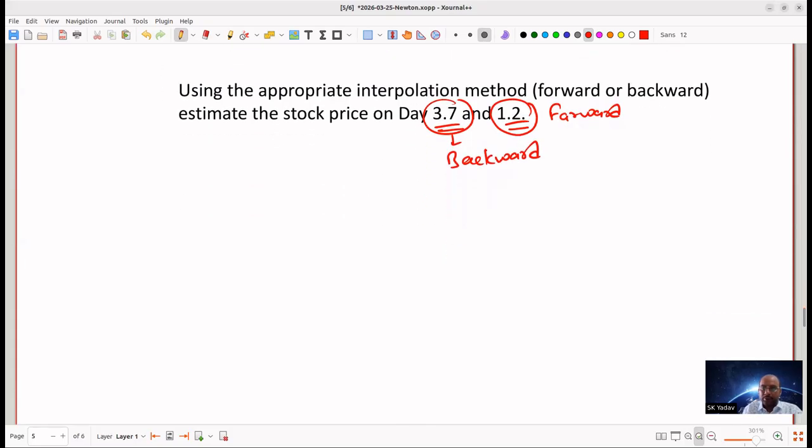So this is all in this particular video. In the next video, I will discuss the Lagrange interpolation formula. And then I will also summarize the key points and the basic differences between all these interpolations.